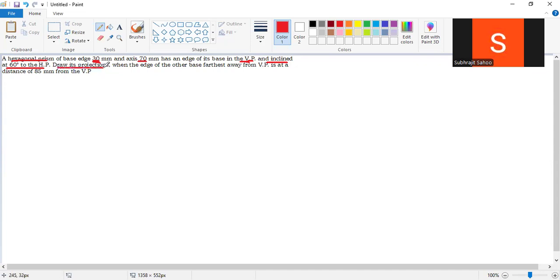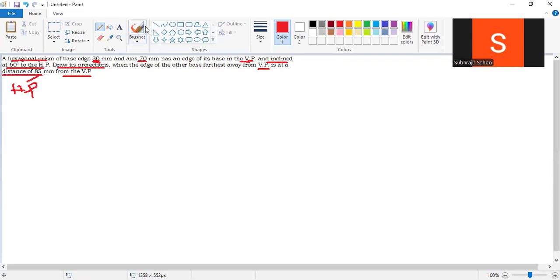So draw the projection when the edge of the other base farthest away from the vertical plane is at a distance 85 mm from the vertical plane. So 85 mm distance given from the vertical plane means this 85 mm will be reflected in HP. This 85 mm will be reflected in HP. This 60 degree will reflect in VP.